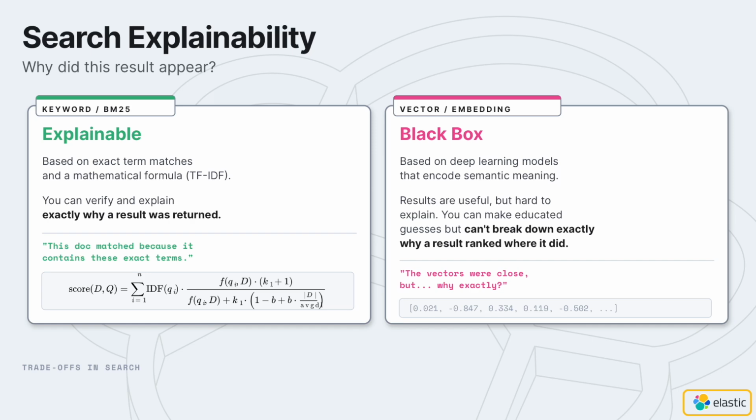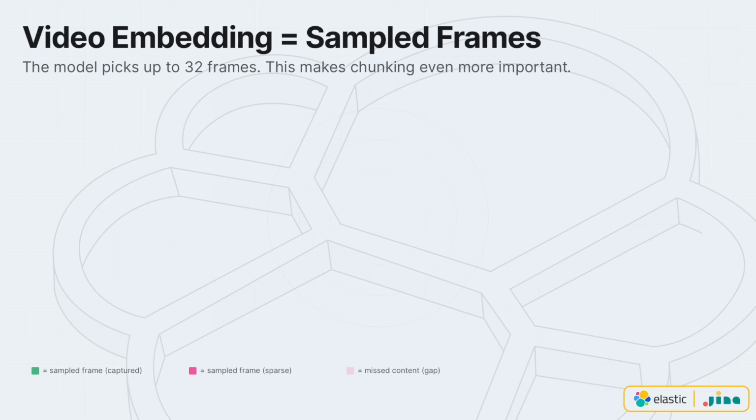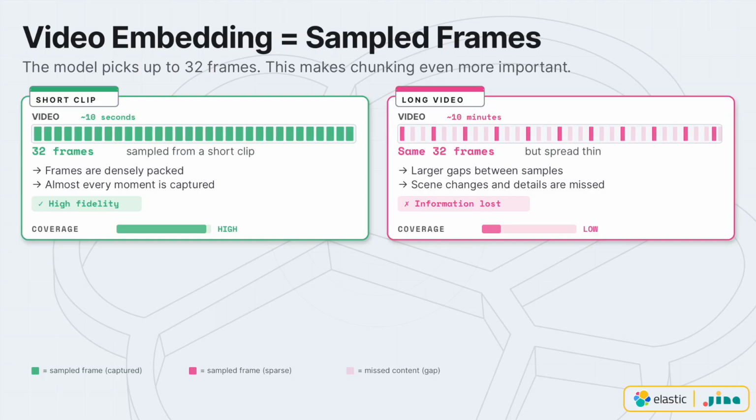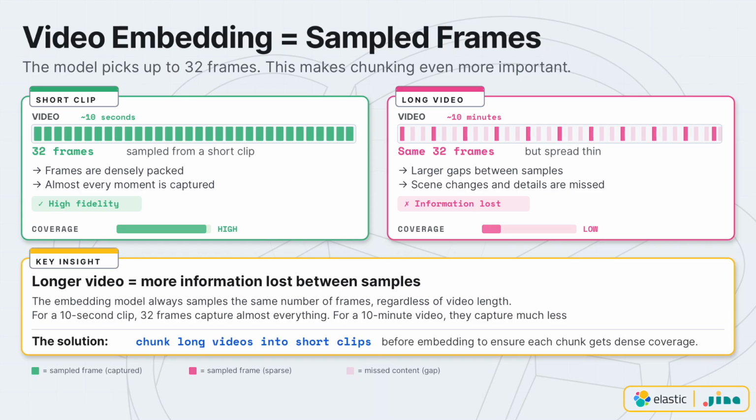Now, just to be clear, all vector searches have this limitation of low explainability, so this isn't unique to video searches, but you should be aware of it as a general issue. My second note is that video embeddings are based on sampling. The Jina model that I used here creates each embedding based on up to 32 sampled frames of a video. That means as the source video gets longer and the more scene changes, the more information will be missed. This is another very important reason to get chunking right.